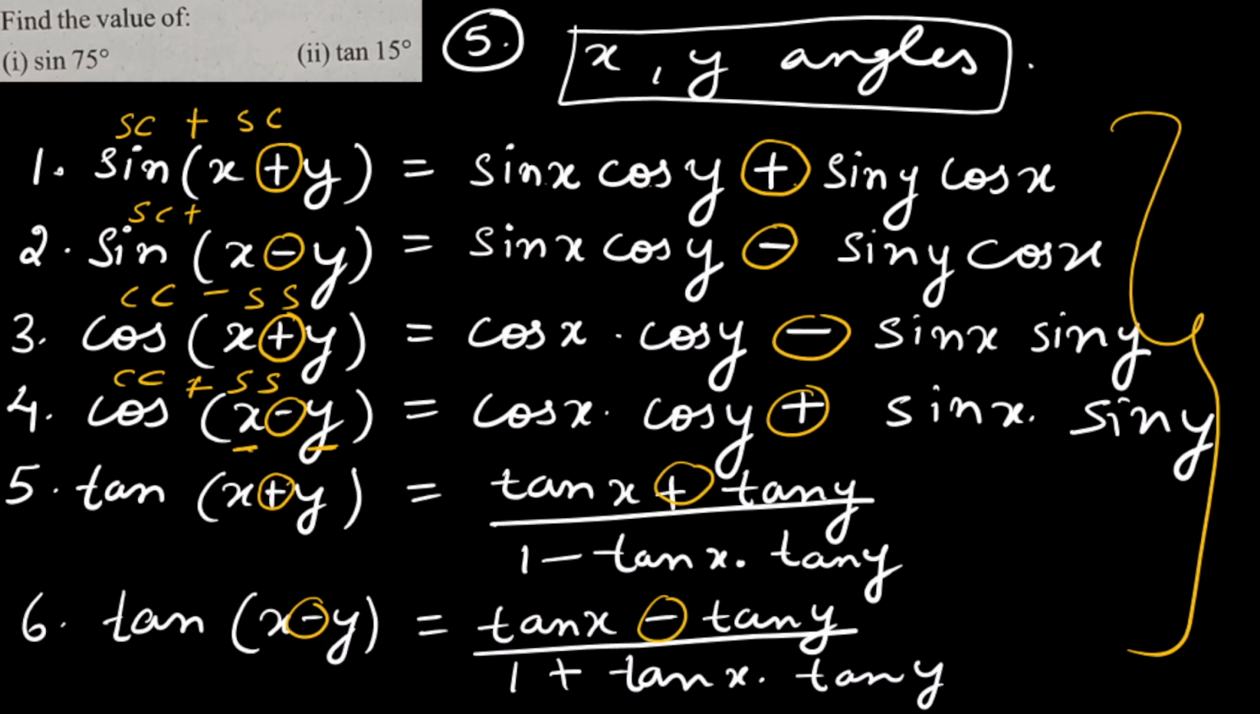There are so many formulas, so I will not give you all the formulas in one go. Step by step we will do. So in this video I have given you 6 formulas, and I have given you the trick also to learn them. Now the first one is sine 75 degree. I have to find the value of sine 75 degree.